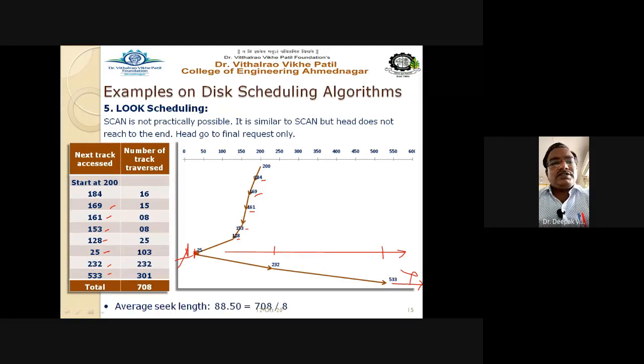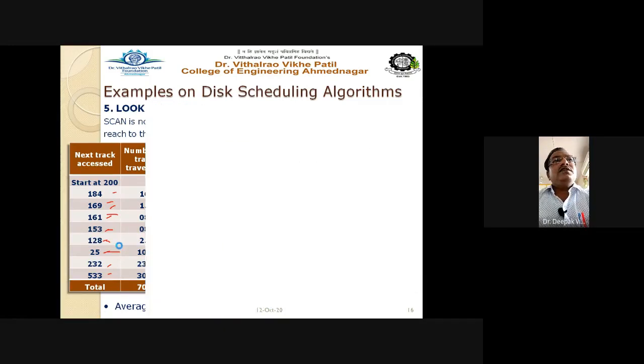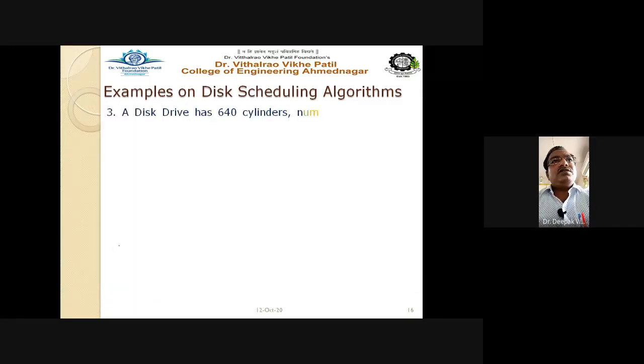LOOK, average seek length is equal to 708 divided by 8 because there are only 8 requests: 1, 2, 3, 4, 5, 6, 7, and 8. 8 requests are there. So that's why we are dividing it by 8 only. Right. Then the next algorithm is nothing but your, sorry. So this is all about the example.